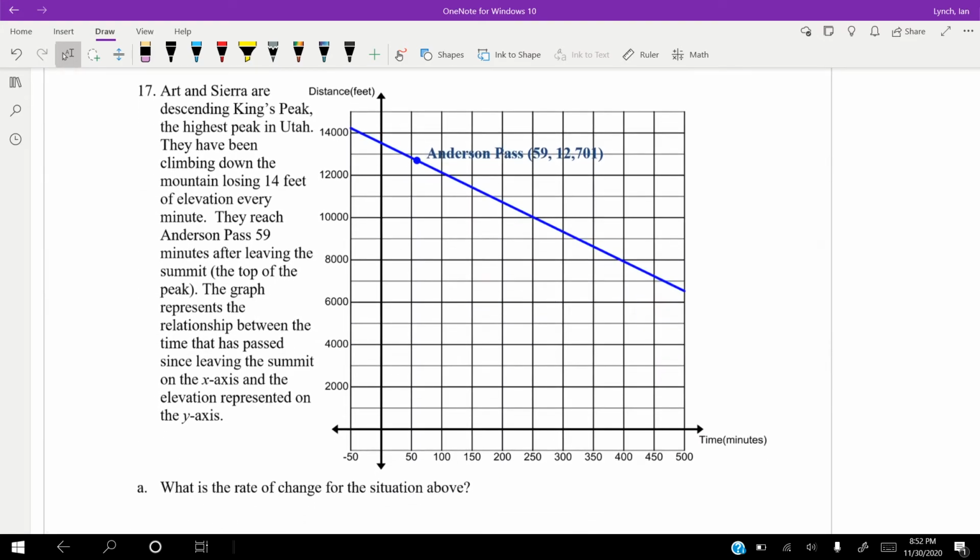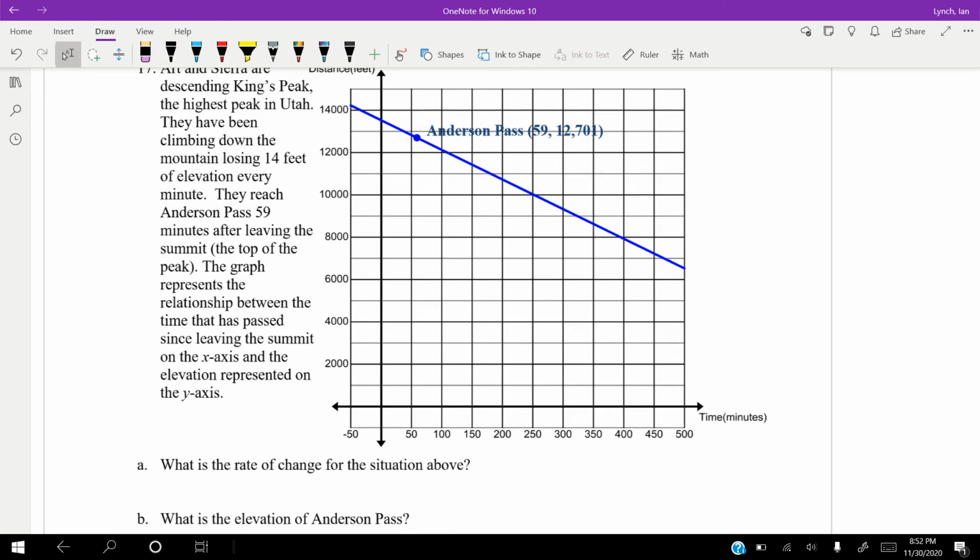Art and Sierra are descending Kings Peak, the highest peak in Utah. They've been climbing down the mountain, losing 14 feet every minute. They reach Anderson Pass 59 minutes after leaving the summit. The graph represents the relationship between the time that passed since leaving the summit on the x-axis and the elevation on the y-axis. What's the rate of change?